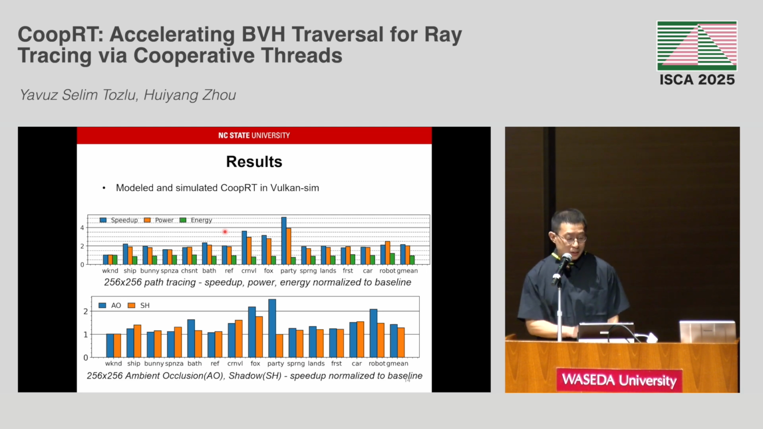The same approach not only works for path tracing, it also works for other shaders like ambient occlusion as well as shadow shaders. Although the speedup is a little bit lesser, the reason is that ambient occlusion and shadow shaders do not need to keep bouncing through the objects, so the level of divergence is not as significant as path tracing. That's the reason for the smaller speedup that we observed.